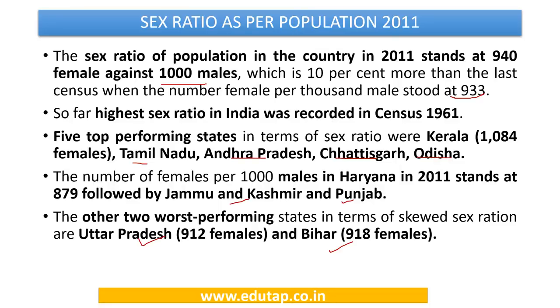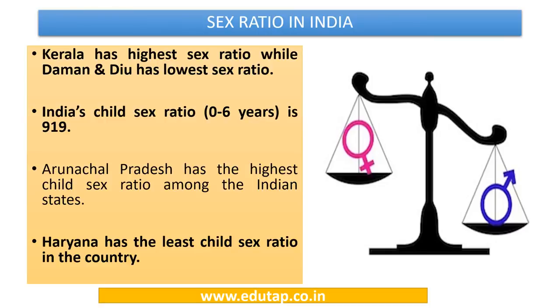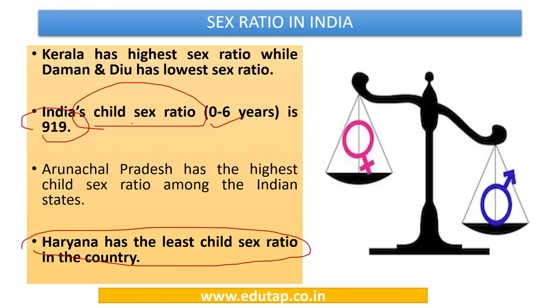So we have just formulated a basic trend with respect to sex ratio as per census 2011. Kerala has the highest sex ratio, while Daman and Diu has the lowest. If you look at the child sex ratio, in the age group of 0 to 6 years, it is around 919. In the child sex ratio, Arunachal Pradesh has the highest, and the state of Haryana has the least. So the state of Haryana is important: it figures low in the sex ratio as well as the child sex ratio.